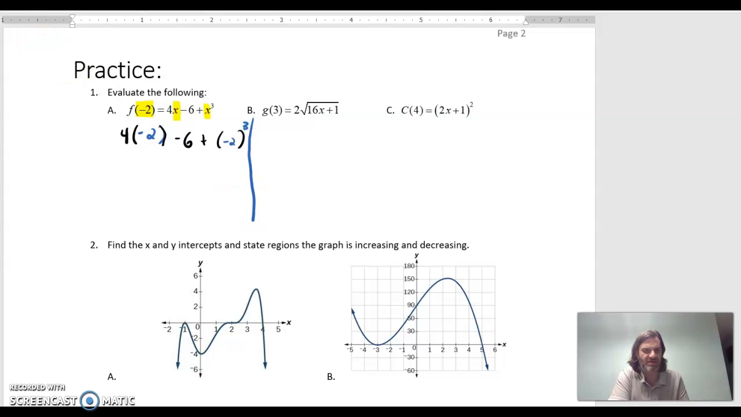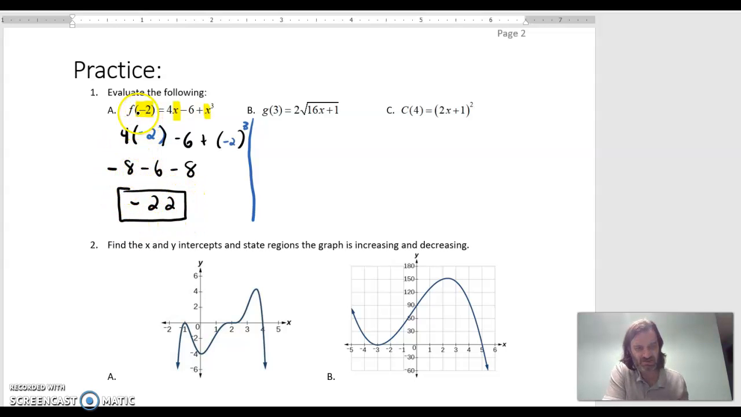So we'll use our little calculator. So we'll have -8 minus 6 minus 8, and I believe that gives me -22 in the end. Okay, so -2 went into the function, -22 came out.